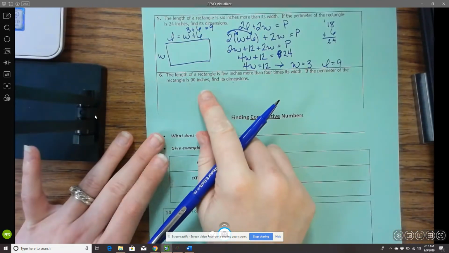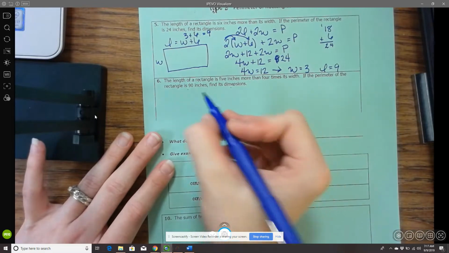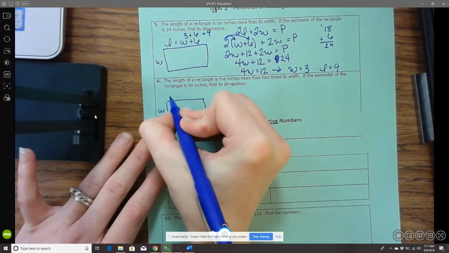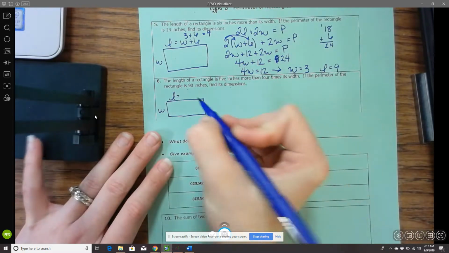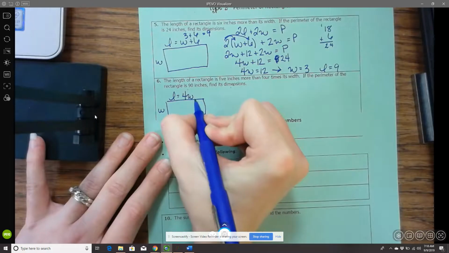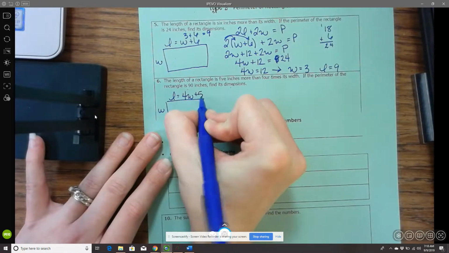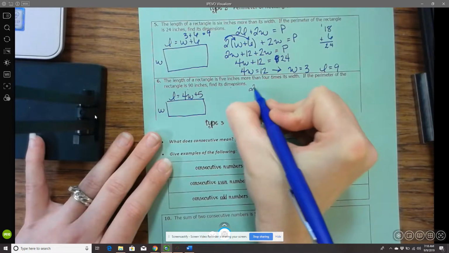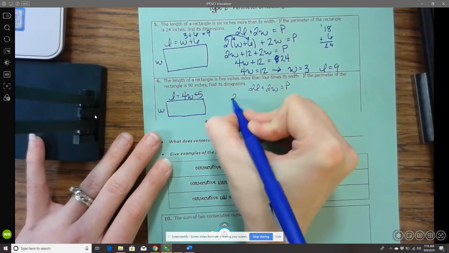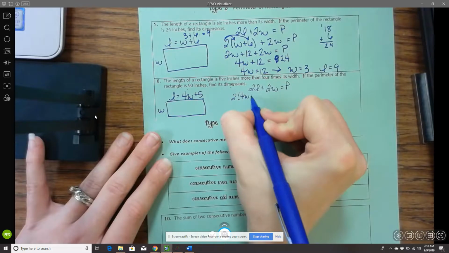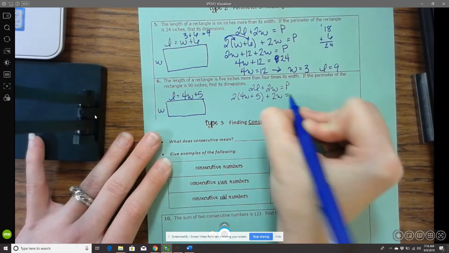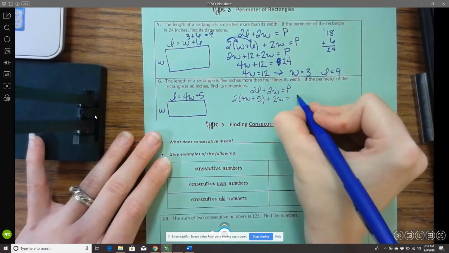All right, the next one, the length of a rectangle is 5 inches more than 4 times its width. All right, so here's my rectangle, here's my width. The length is going to equal 5 inches more than 4 times its width. So 4 times its width plus 5. So remember 2L plus 2w equals the perimeter. So 2 times 4w plus 5 plus 2 times the width, and then it tells me my perimeter is 90.